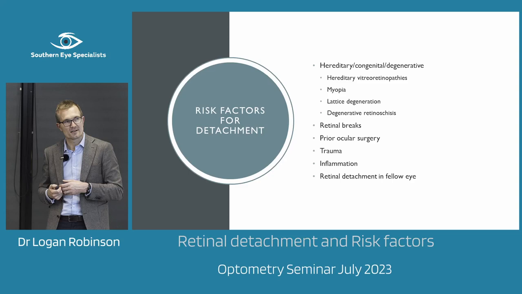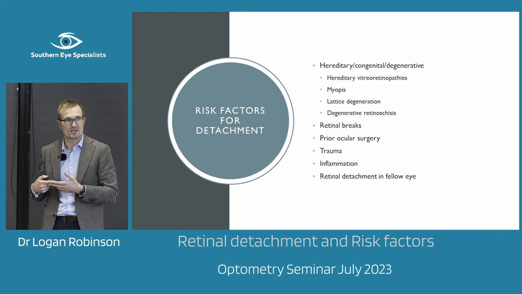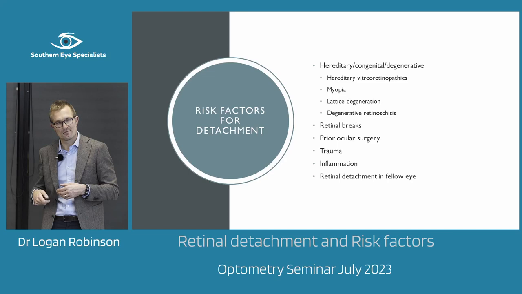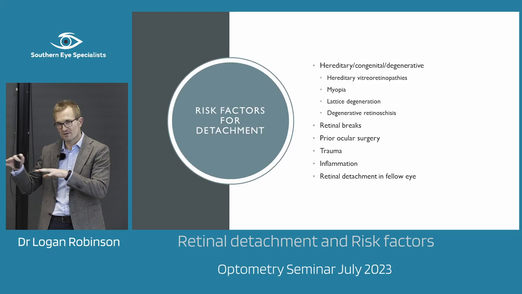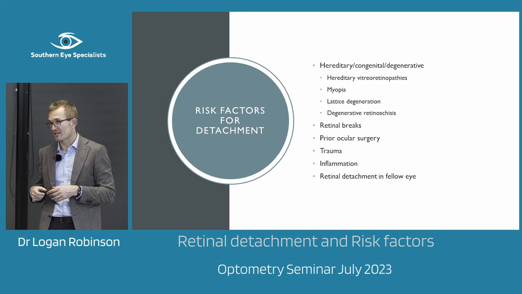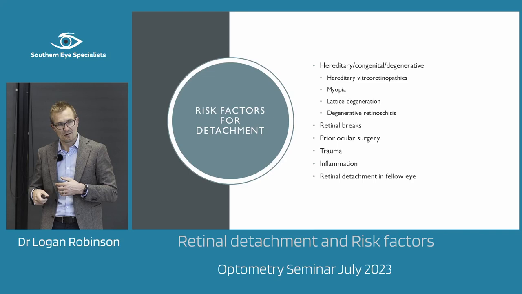Prior surgery, particularly cataract surgery, but maybe if they had a previous vitrectomy or even previous intravitreal injections. Trauma. Inflammation's not usually a big risk, but it's things like acute retinal necrosis, the viral infections where they get really damaged retina, they can commonly detach. And the other big risk factor is detachment in the fellow eye. So you've got about a 10% risk if you had it in one eye. So these patients are ones that I'm always a little bit worried about whenever they've got something in the other eye or symptoms in the other eye, because they are significantly higher risk.